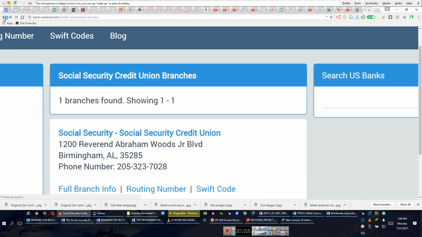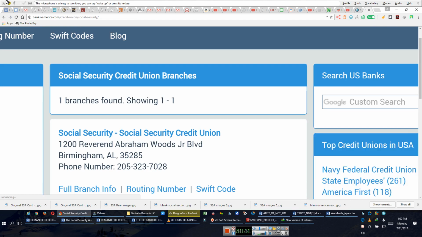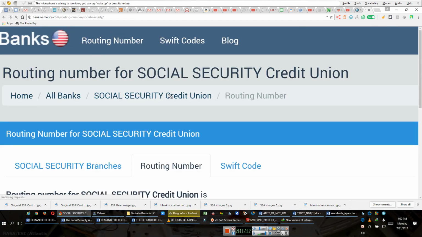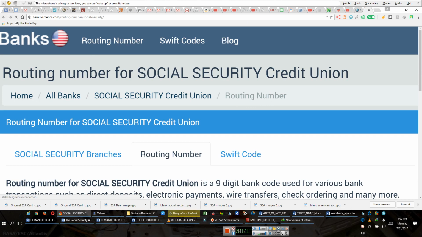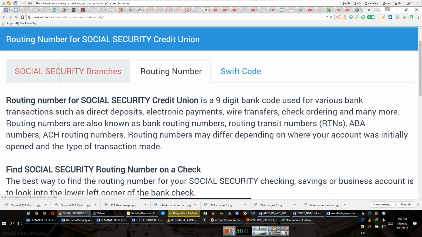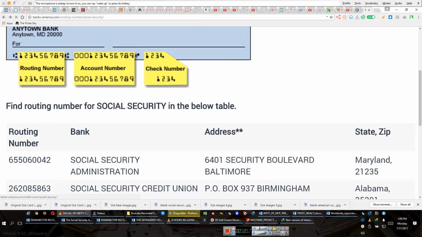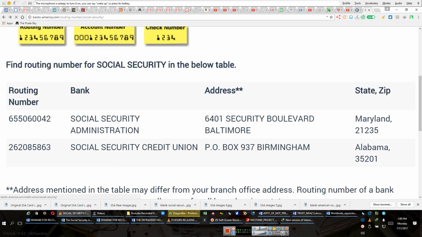But let me show you something about the credit union to let you know that this credit union is part of the Social Security Administration. Watch this. Let's go down. Find routing numbers for Social Security in the table below.